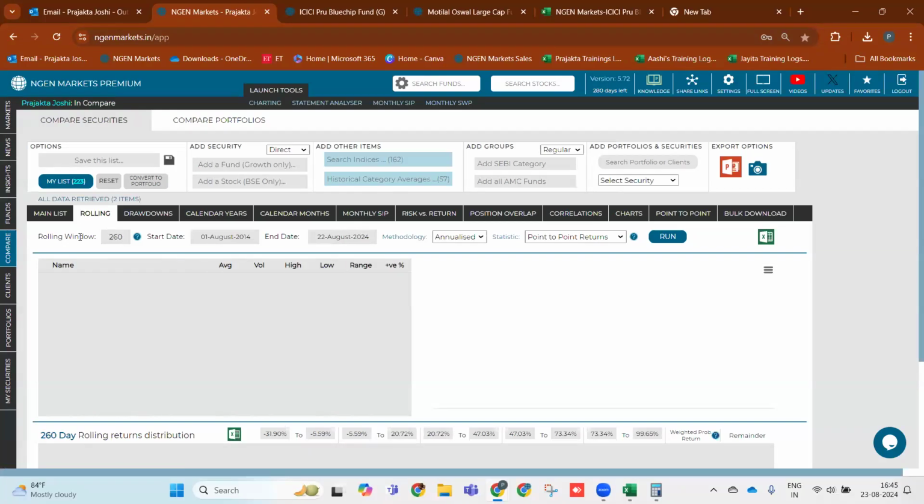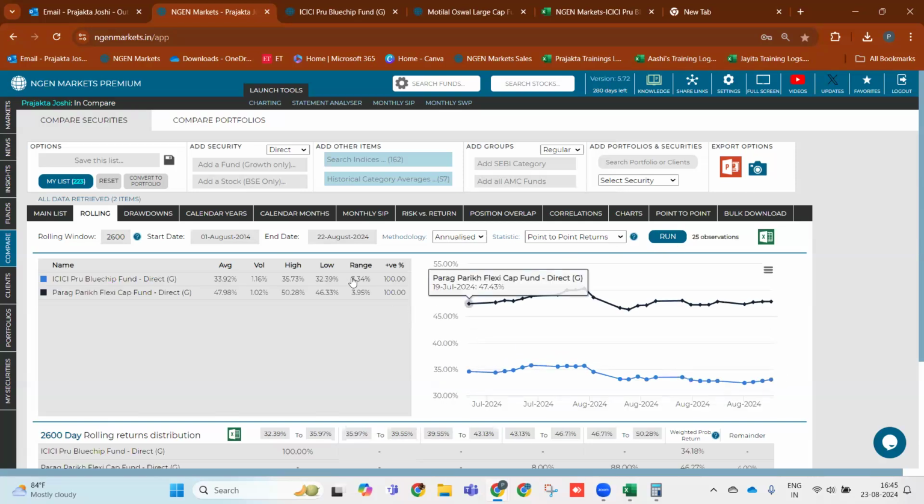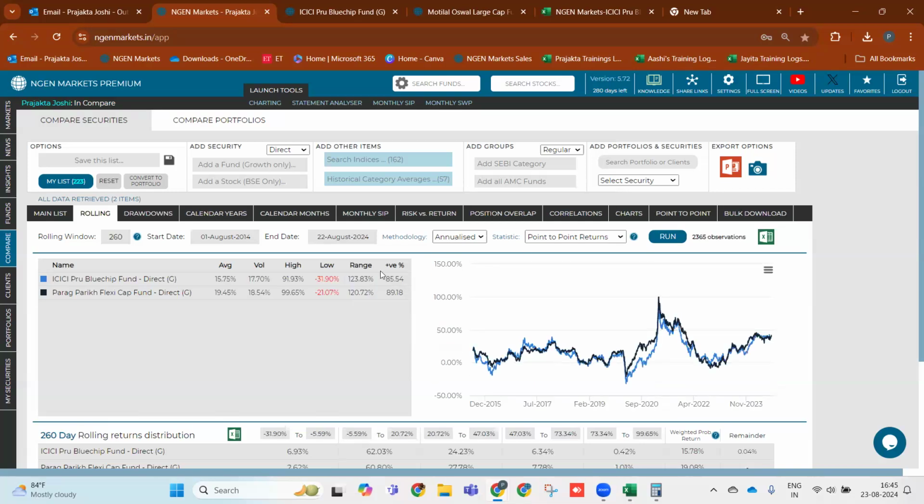And what you should be playing with is the rolling window. If you choose rolling window also 2600, that's typically 10 years, you'll get very few data points. Why? Because this is the holding period. Once you've set the start date and end date as 10 years, then you can check it for any time period from 1 day to typically 10 years. So if you want to do this for every 1 year holding period, you put 260 and you hit run. I hope I've got your question correctly. If not, please let me know.